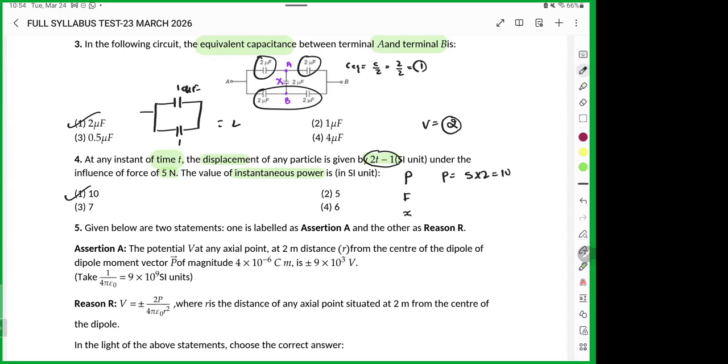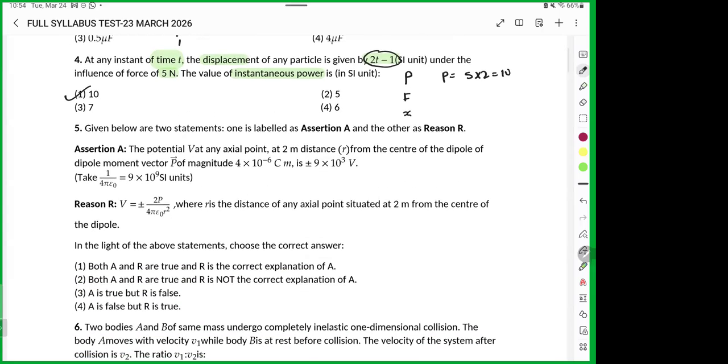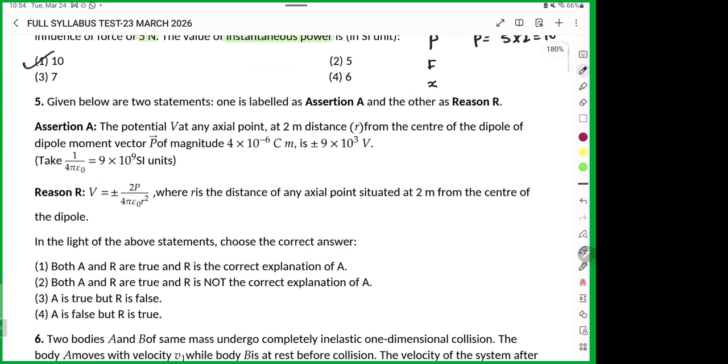Was it really difficult? No, sir. Power is equal to force into velocity. Force is 5, velocity is 2. Because this is the NEET 2024 paper. Okay, come to the next question.